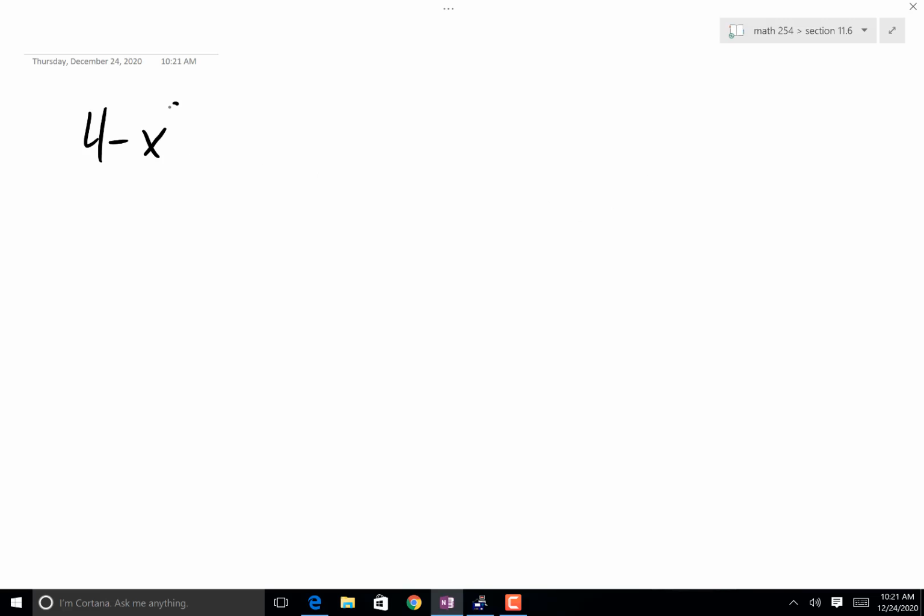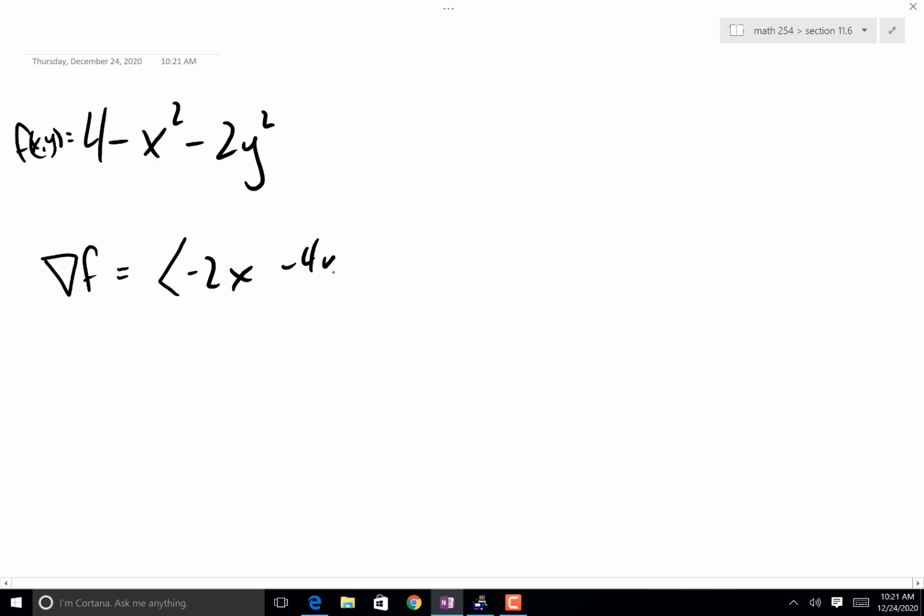4 minus x squared minus 2y squared. Nice. So this is your f of x and y, whatever. All right, cool. So what would the gradient be? Well, the gradient would be negative 2x, negative 4y. Nice. And so if you were at the point, now where would the point be now? Well, the point would be, I could say 1, 1, because that's clearly there, right? I could say, which way do I go at 1, 1?